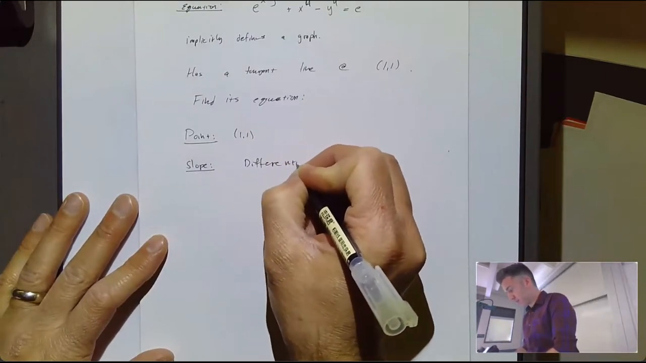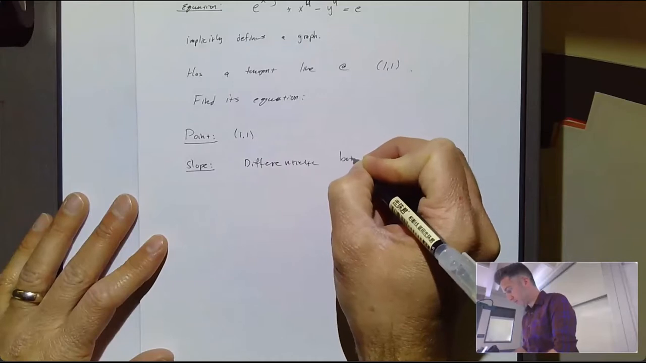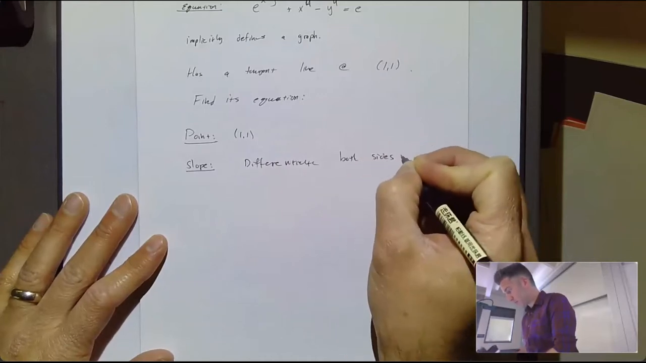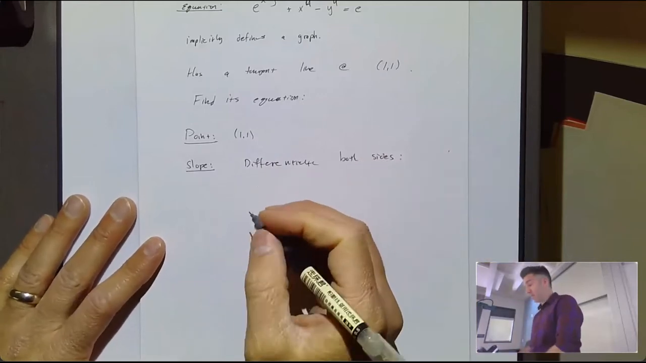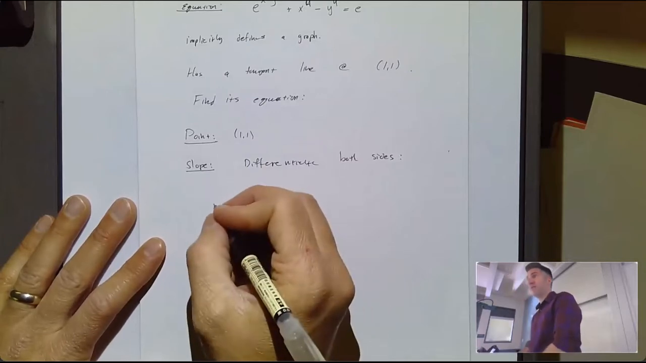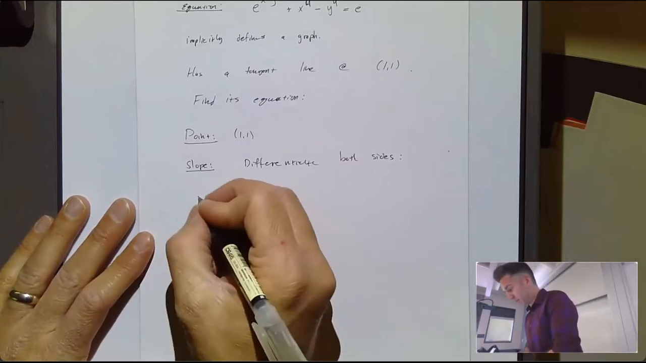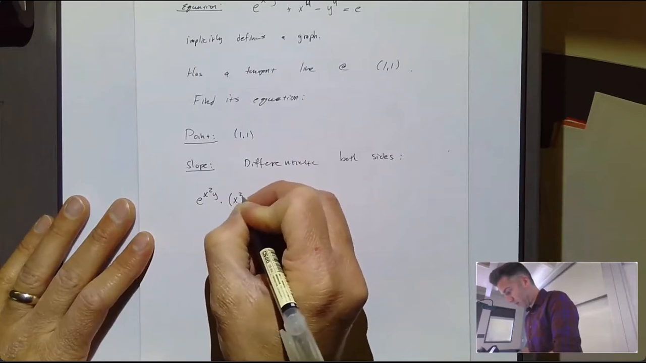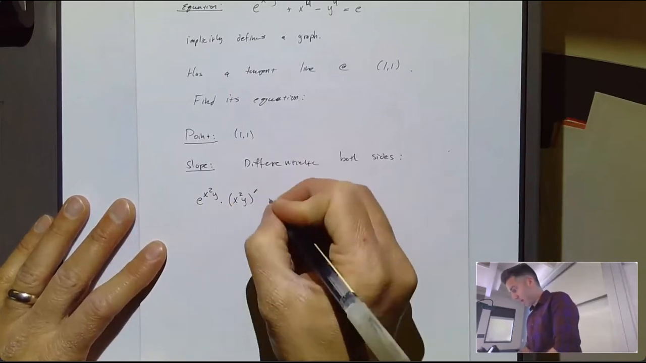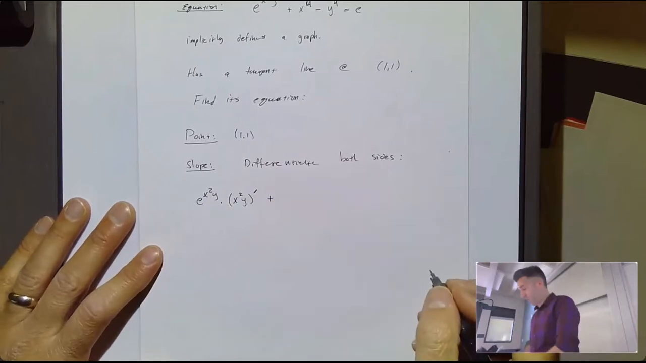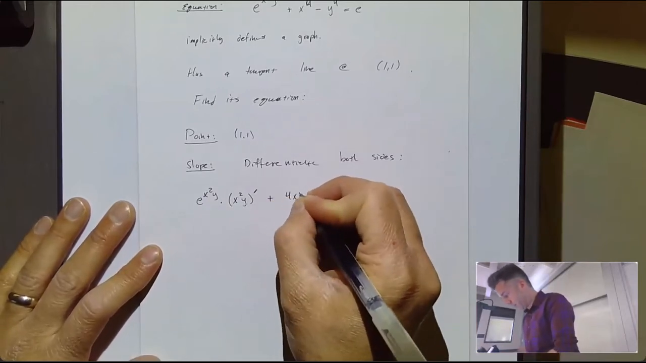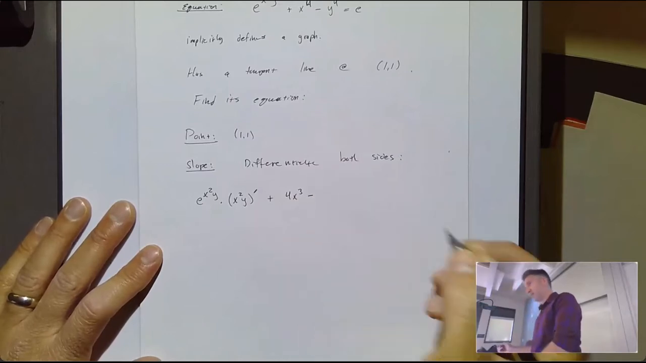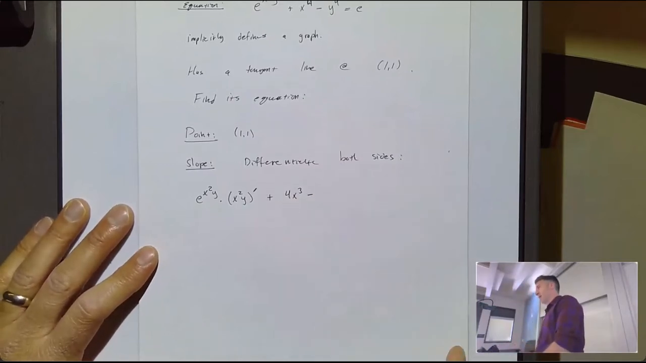So we're going to differentiate both sides. All right, the derivative of e to the stuff is e to the stuff times the derivative of the stuff. So I'm going to get e to the x squared y times the derivative of x squared y, plus the derivative of x to the fourth is 4x cubed minus, all right, this is the part where things have a little bit extra.